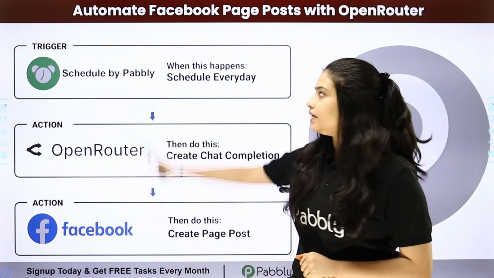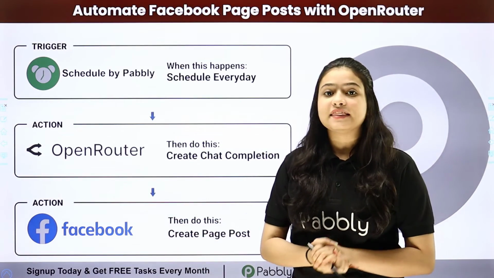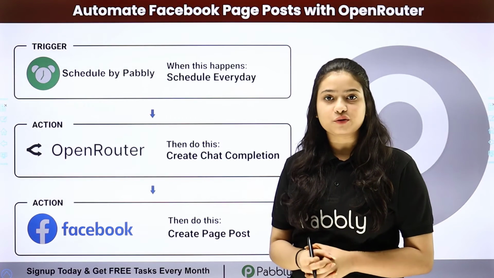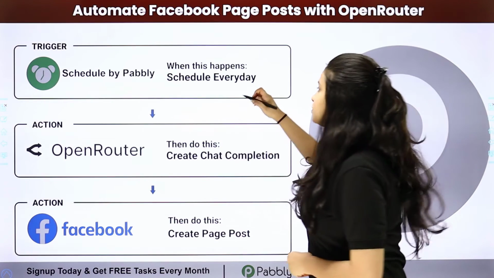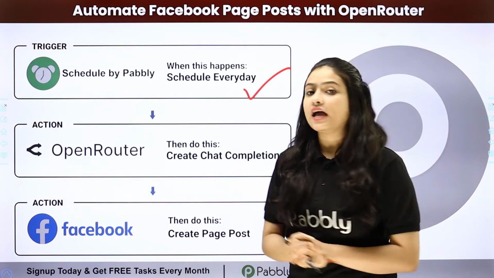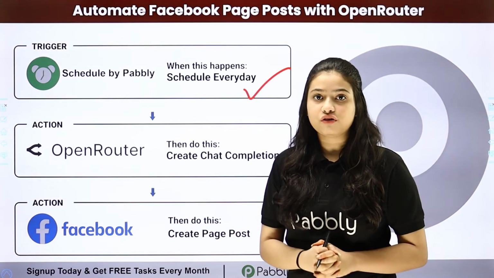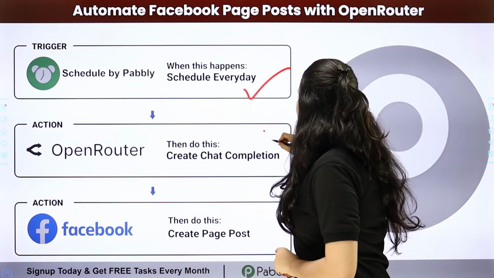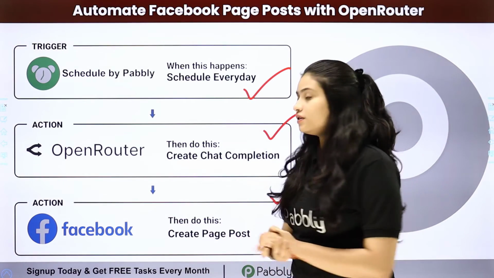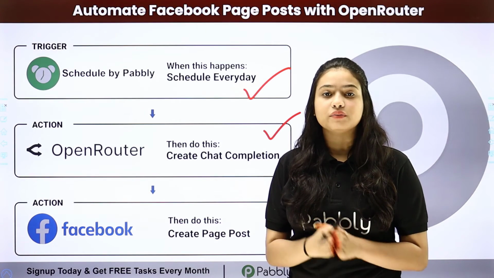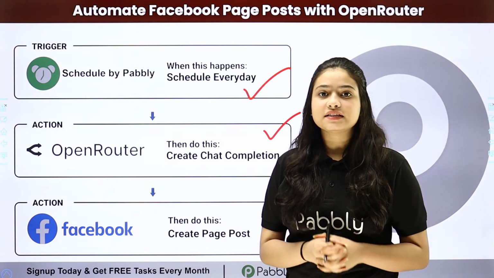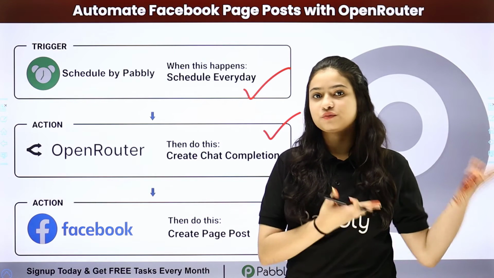For that, we will have to integrate all these applications, and we are going to do that with the help of an amazing automation and integration software, Pabbly Connect. So what we are going to do is use Schedule by Pabbly as our trigger, with the help of which we are going to schedule the entire workflow, and then we have OpenRouter and Facebook Pages in our action. So we are going to connect all these applications by using Pabbly Connect in order to automate this entire process. And to learn this entire process step by step, let me take you all to my screen.